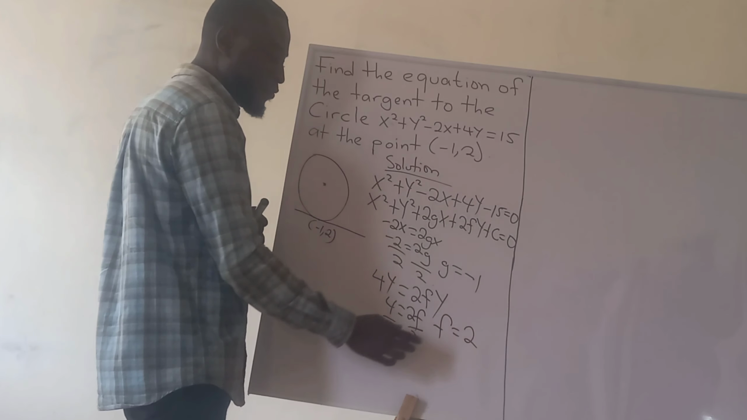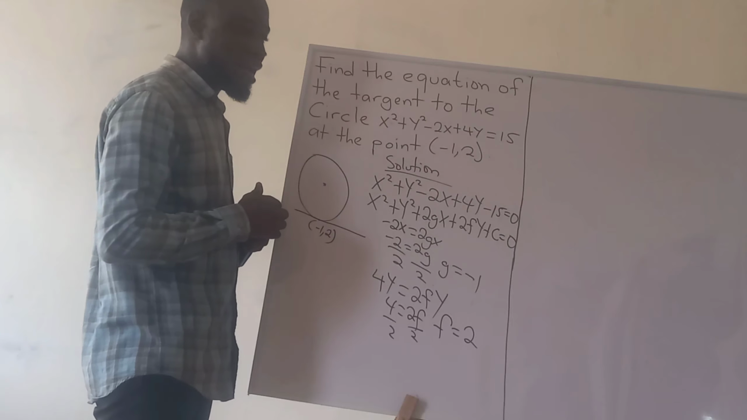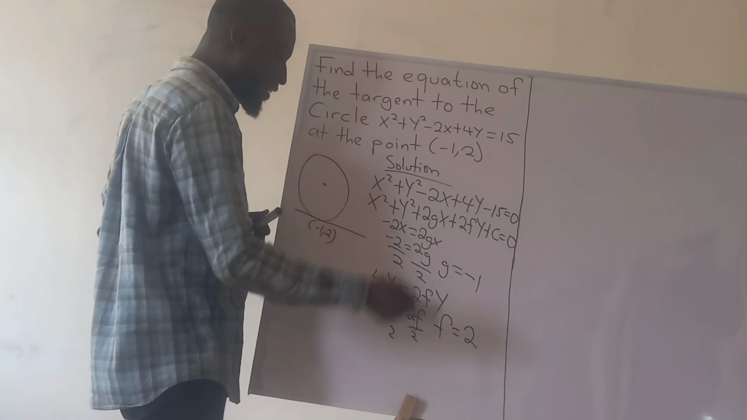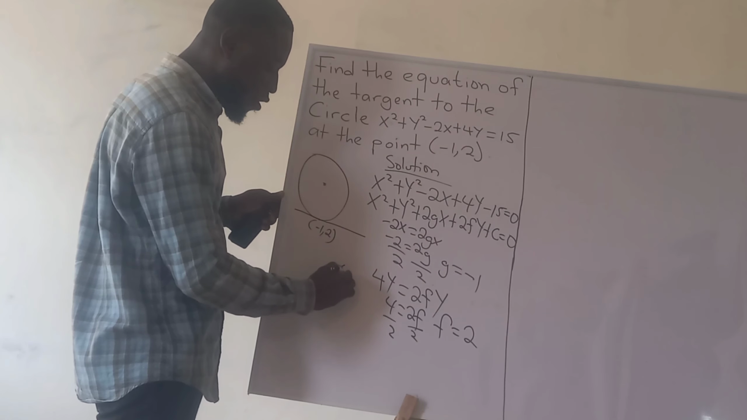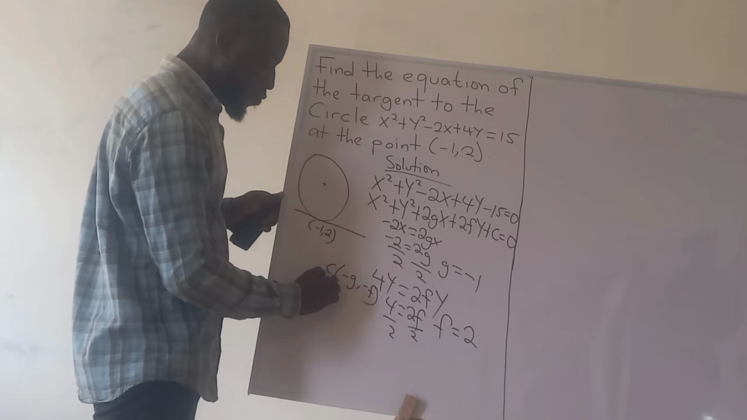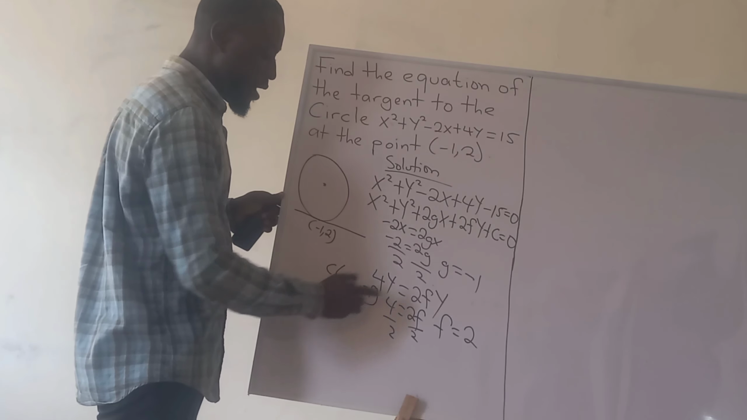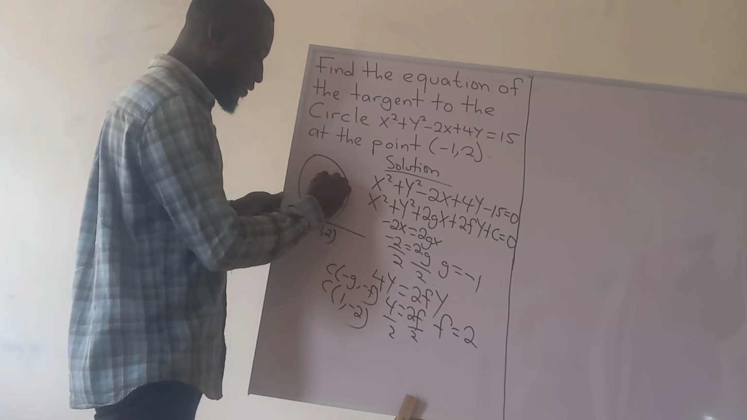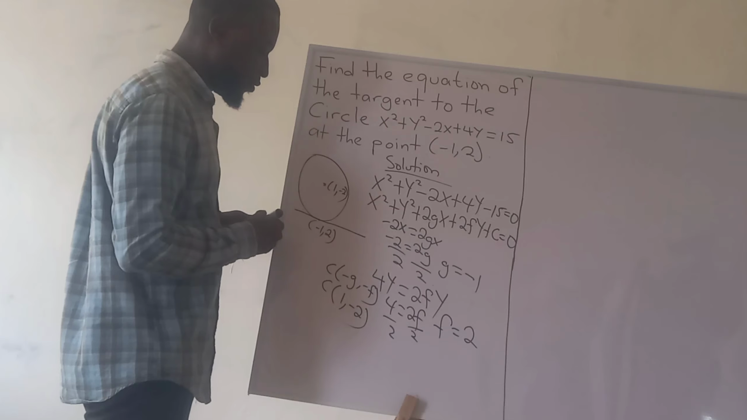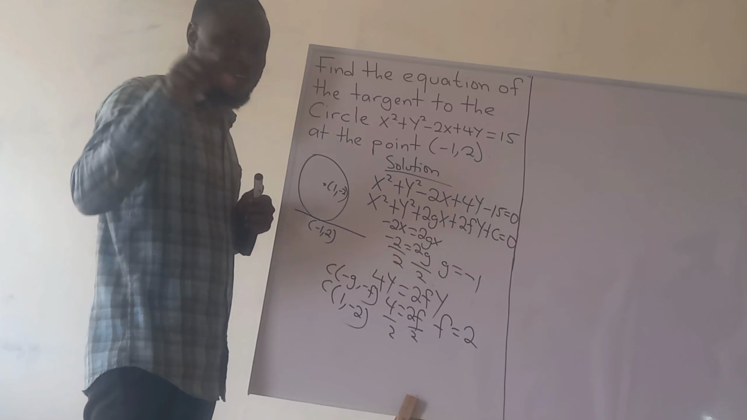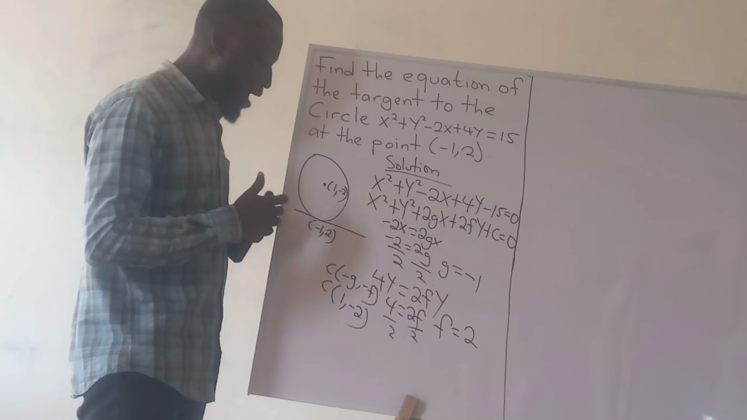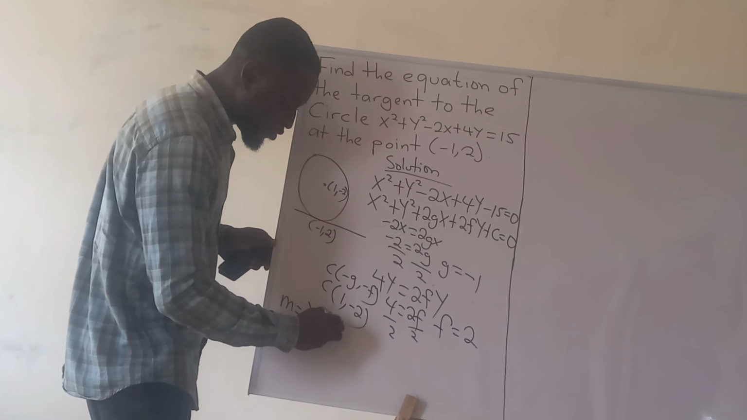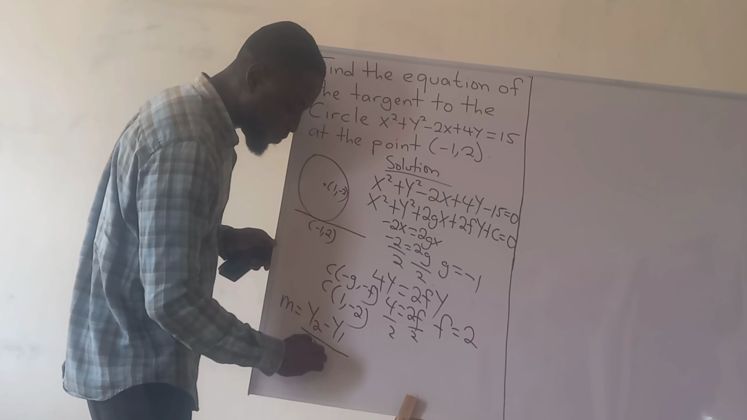So we have gotten -1 for j and 2 for f. And remember, to get a center, you have to negate j and negate f. The center is in the form -j, -f. So when you negate j, it becomes 1. When you negate f, it becomes -2. So our center is 1, -2. After getting this point and this point, you can find your gradient by using the formula m equals y2 minus y1 over x2 minus x1.